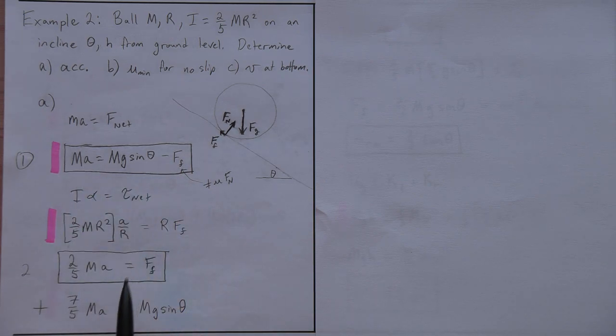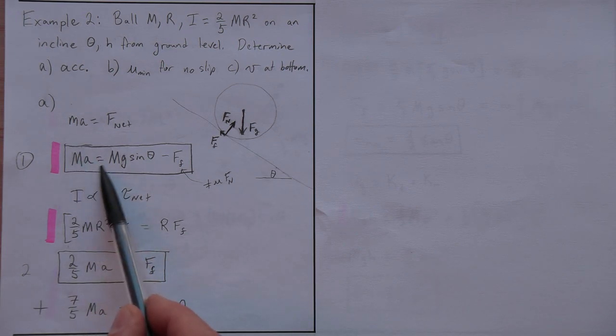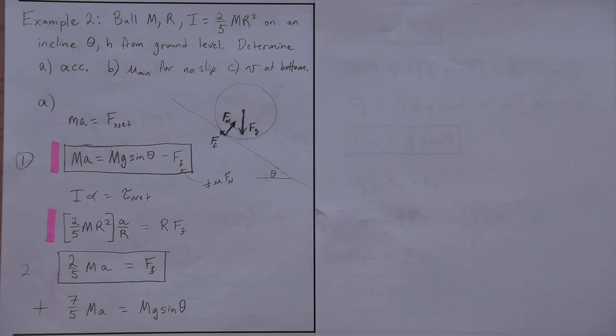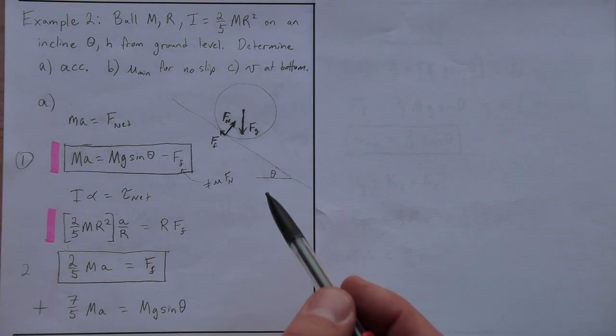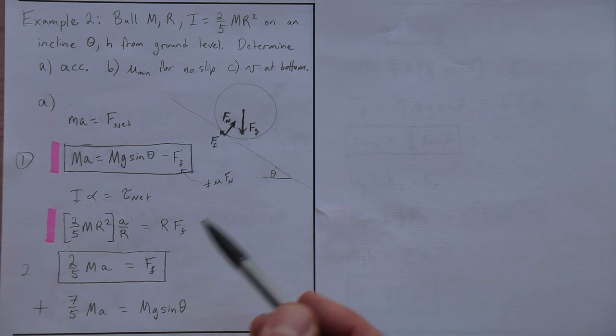So we move on to I alpha equals torque net. The inertia is 2/5 mr squared. That was given to me. The alpha we always change as a over r so that we have the same acceleration variable in both equations. And the torque net. There are three forces here. Only one of them creates a torque.